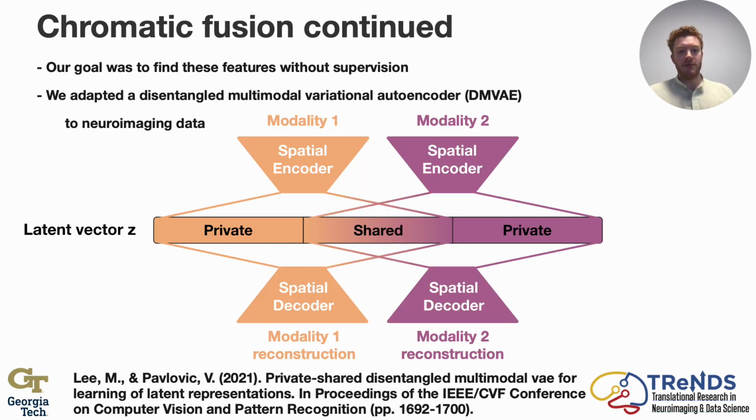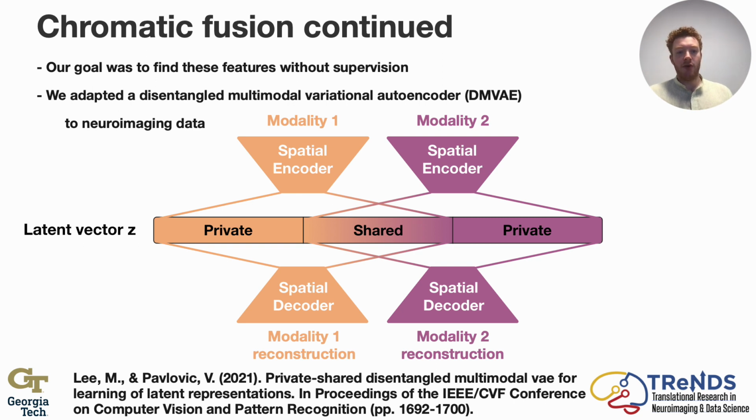To find the features from each modality that span the spectrum, because in the previous slide I showed you an example with 2 features that I didn't name, but in reality we want to find these features that are maximally independent so that they're interesting. We want to use an unsupervised approach that makes it easy to apply this method on a variety of data sets and makes it easier to train this model on a large set of data. We specifically adapted a disentangled multimodal variational autoencoder to neuroimaging data.